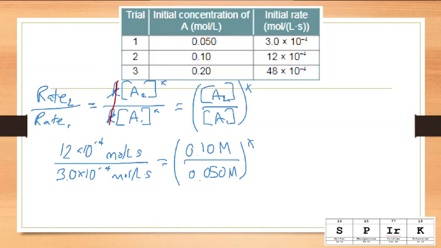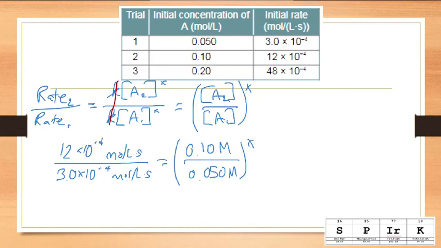Now you may be thinking, why did I put rate 2 on top and rate 1 on the bottom? It really doesn't matter which one you choose, because algebraically you're still going to solve for x. However, I chose to put rate 2 on the top because the numbers are bigger. Rate 2 is 12 mole per liter second, and rate 1 is 3 times 10 to the negative 4 mole per liter second. So when I divide those out, I'm going to get whole numbers rather than decimals. And it works out the same way for the concentrations. So you can do either way, but I just chose to put rate 2 on top and rate 1 on the bottom. So now we're going to start doing some math.